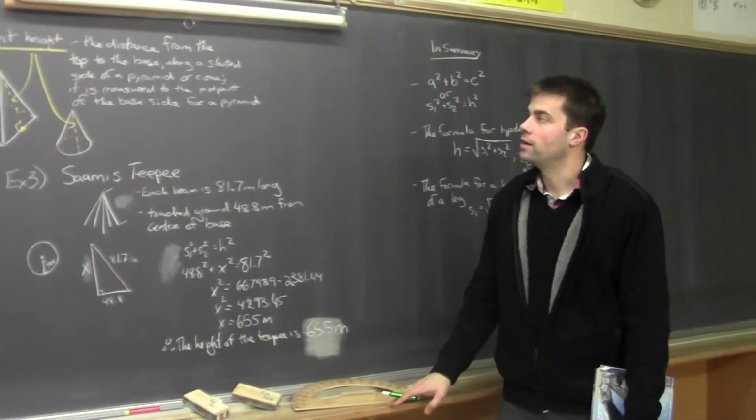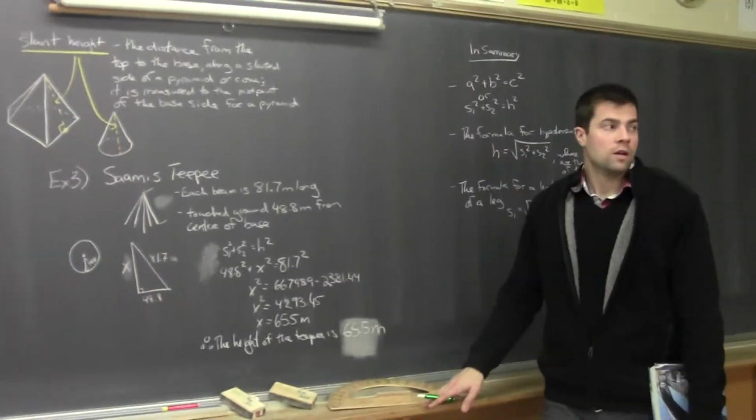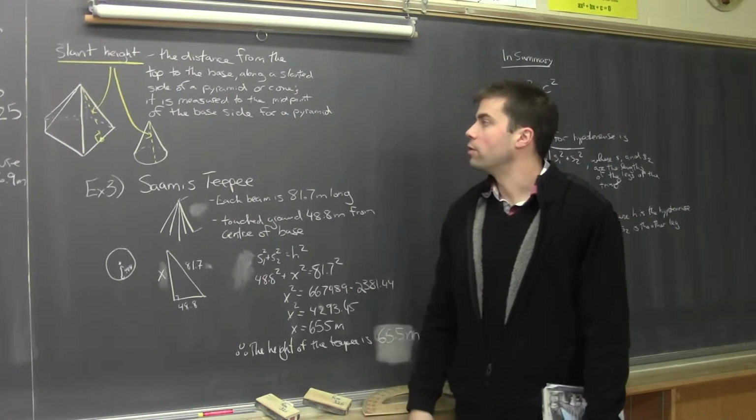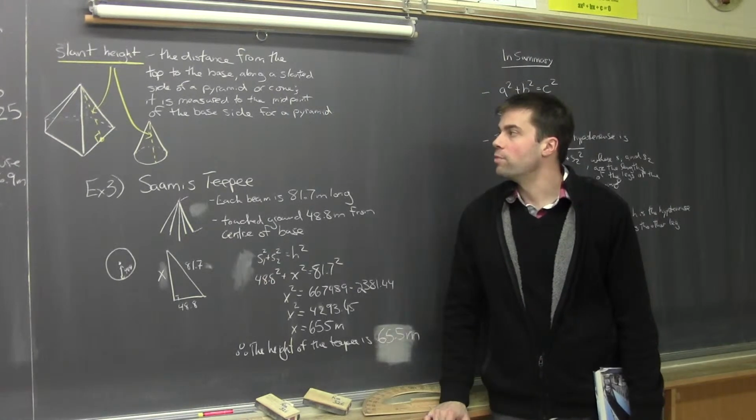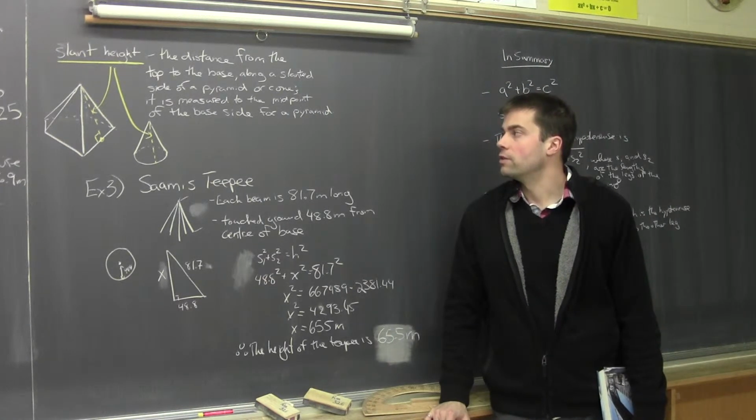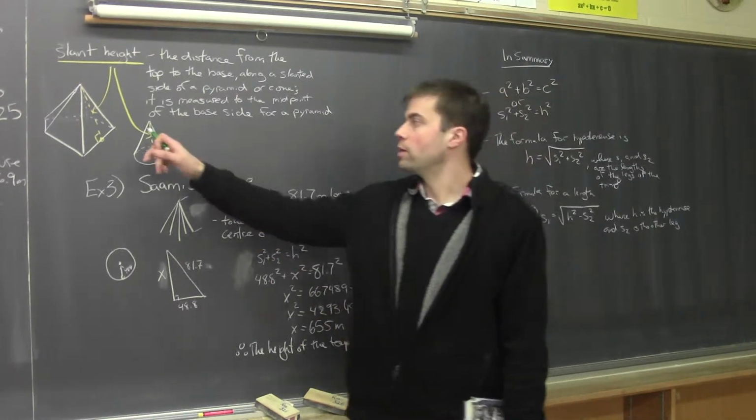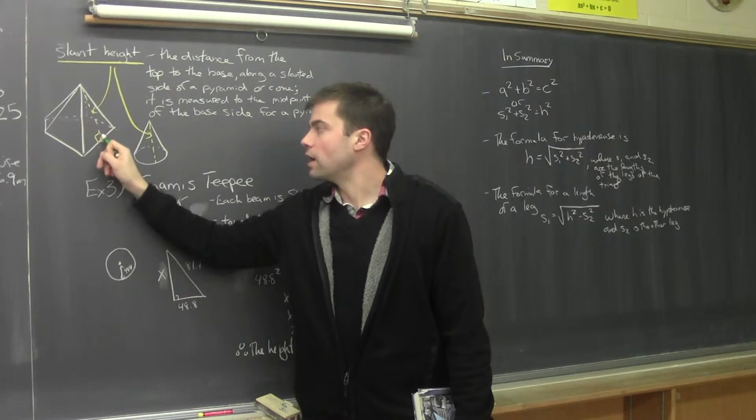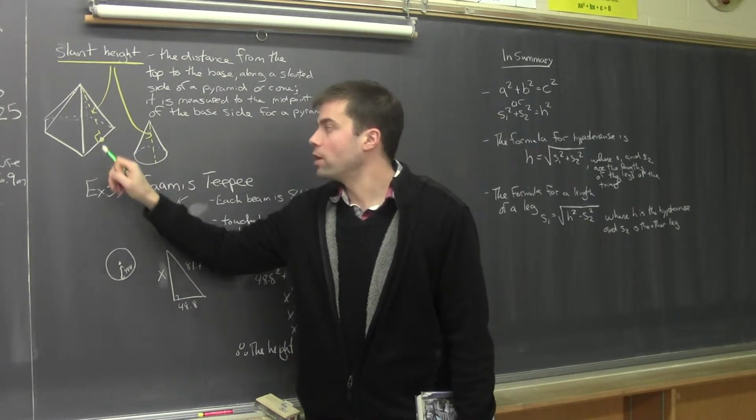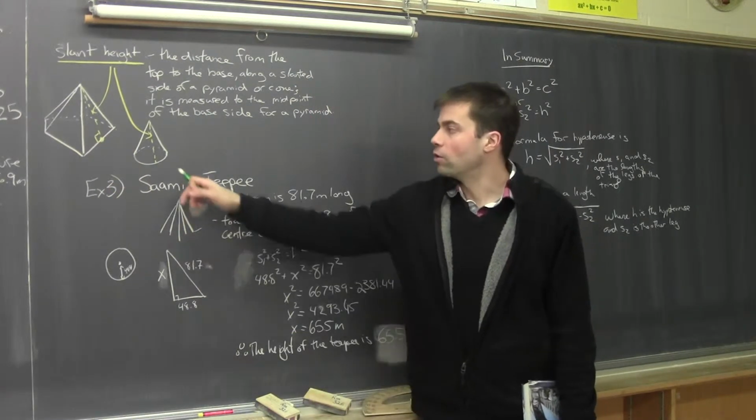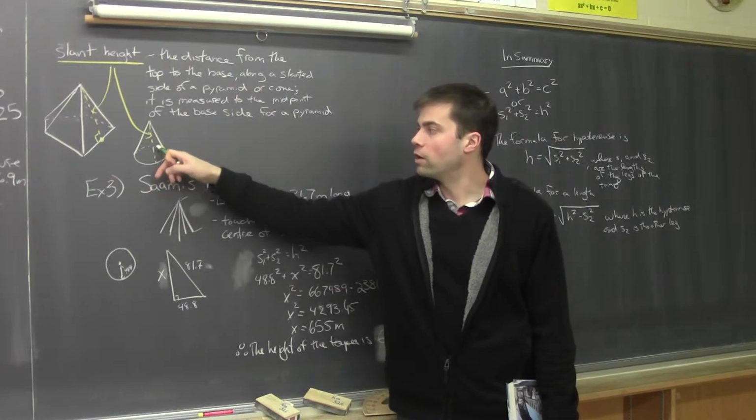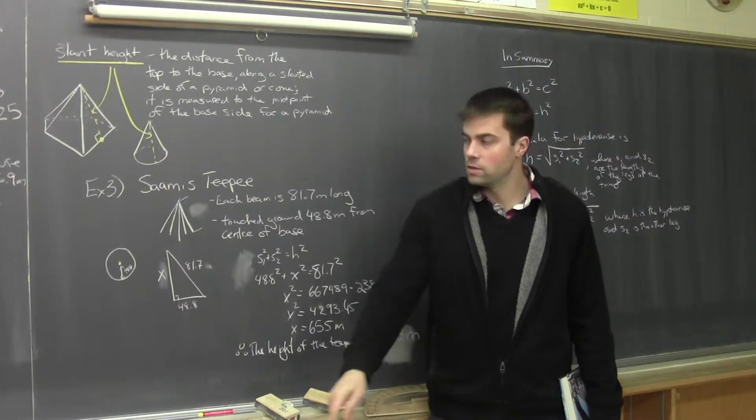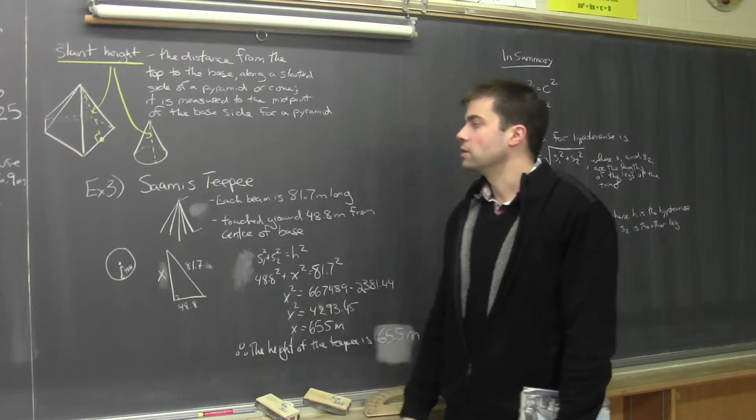All right, slant height. Slant height is the distance from the top of the base along the slanted side of the pyramid or cone. It's measured to the midpoint of the base side for a pyramid. So here's our pyramid. The slant height is from the very top to the very bottom. It's at a 90-degree angle, and it's measured to the midpoint on a pyramid. On a cone, it doesn't matter where on the base because it's equidistant from the very top, right? Because it's the circle. Okay, so that's what slant height is.